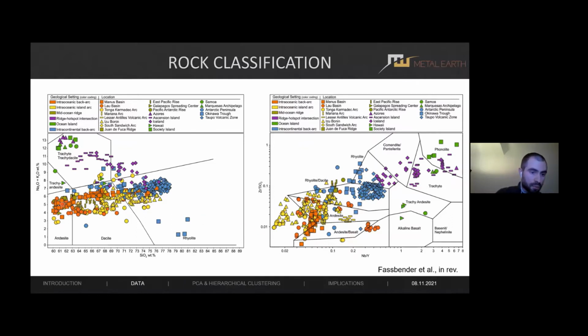Our samples from mid-ocean ridges have by far the lowest SiO2 concentrations. They have low sodium potassium concentrations, and once again, this is reflected in decreasing niobium yttrium ratios as well, but they still have high zirconium titanium oxide ratios. And arc and back-arc samples have by far the largest spread in SiO2 concentrations. They have the largest spread in sodium potassium concentrations as well. And obviously that is once again reflected in the niobium yttrium ratios and the zirconium over titanium ratios too.